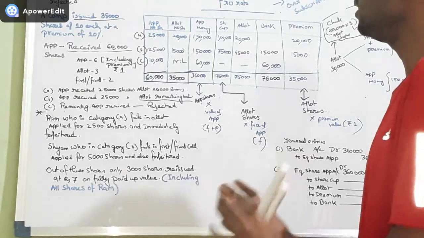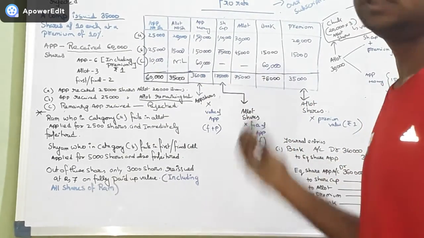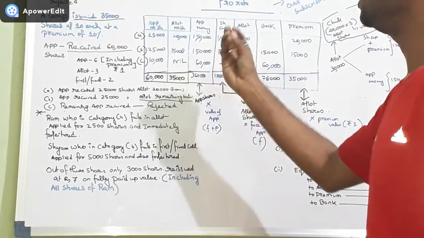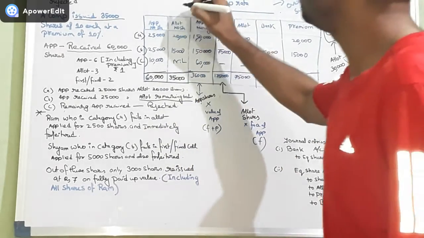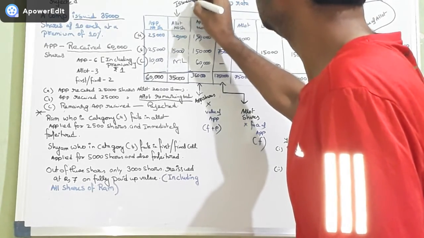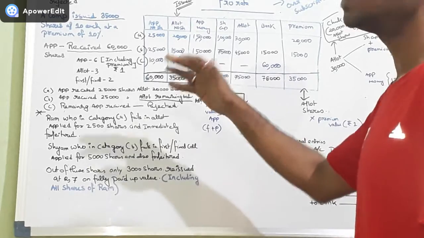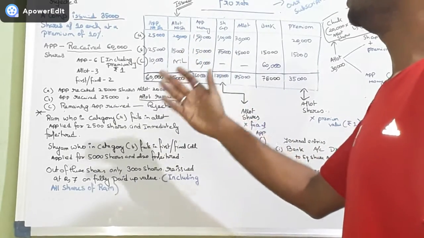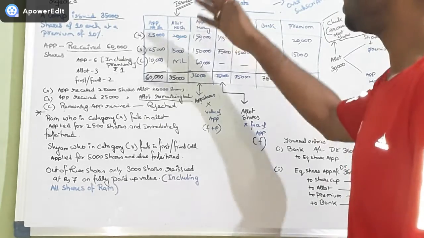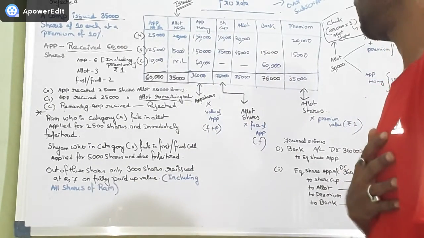The structure is: number of shares applied, number of shares application received, number of shares allotted. Number of shares allotted here means the issued shares. As much as the company has issued, that much the company can allot. If the company has issued 35,000, the company can allot 35,000 shares. So allotted shares is nothing but the issued shares of the company.